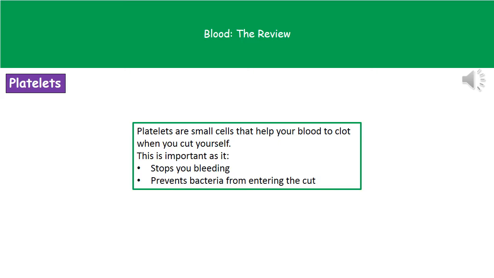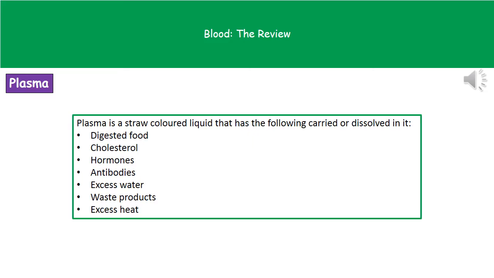The next component of importance to us are these things called platelets. Now your platelets are small cells that actually help to clot your blood when you cut yourself. So this is important for two reasons. One, it stops you bleeding to death, kind of important. And secondly, once we've got a clot over any kind of wound, then no bacteria can enter it, and therefore it protects us from infection.